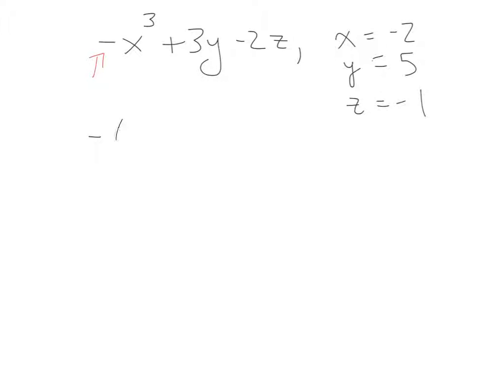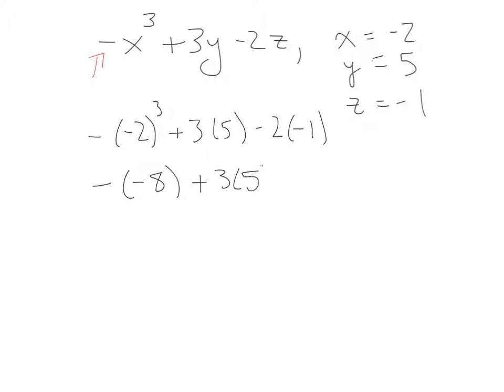So we have negative times negative 2 cubed plus 3 times 5 minus 2 times negative 1. Now, dealing with my exponents first, I'm going to cube negative 2. Negative 2 cubed gives me negative 8, so I'm going to have negative negative 8 plus 3 times 5 minus 2 times negative 1. Now I can do my multiplication. Negative negative 8 is positive 8 plus 15 plus 2 is going to give me 25.